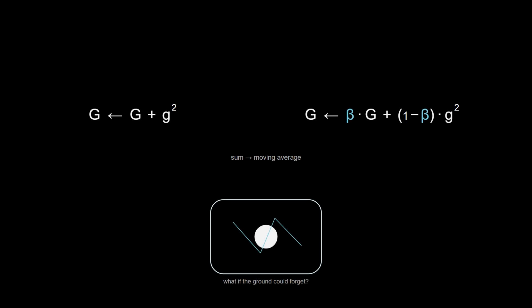What if the ground could partially thaw? Replace that ever-growing sum with a moving average, and old history starts to fade as new history arrives. Same idea, divide by the accumulated activity, but this time, forgetting is allowed. That is RMSProp.